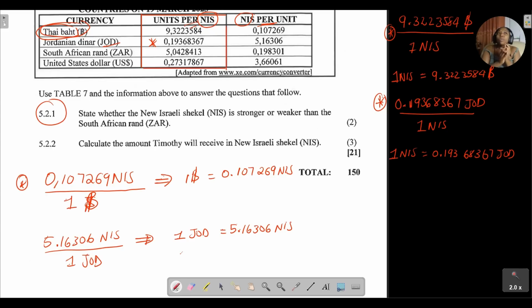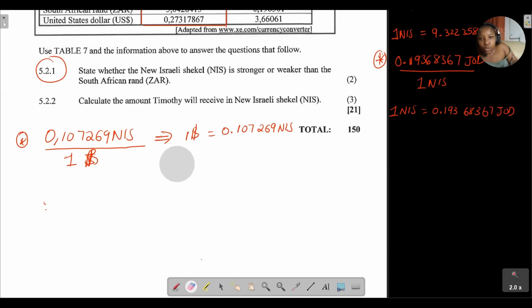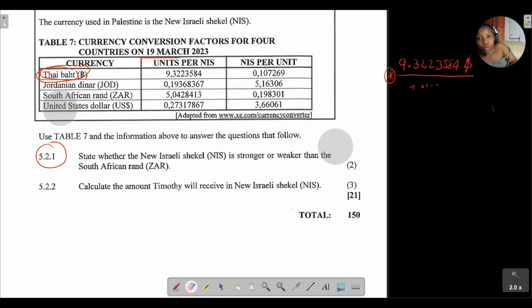So here we want to be able to determine if I have one NIS, how many rands will I get? If I have 1 rand, how many NIS will I get? And then we will be able to make a conclusion from there. Okay, so let's see, because we want to determine which one is the stronger one, right? So then let's see here, NIS per, so let's just say units per.